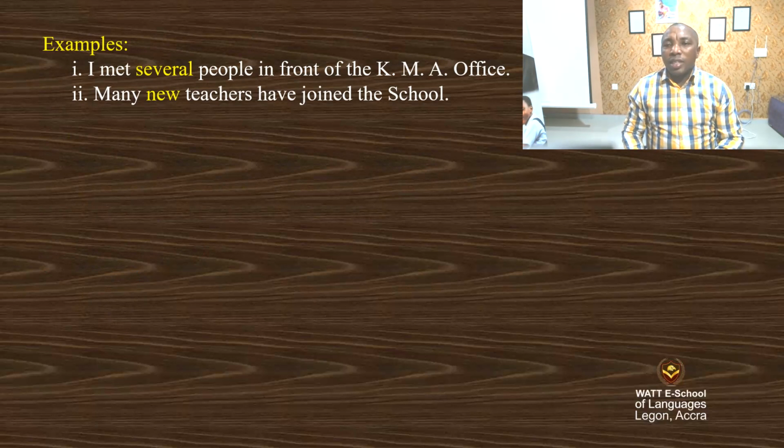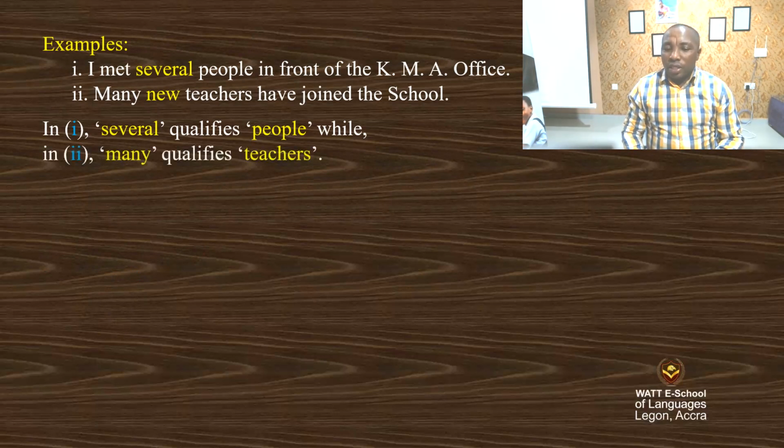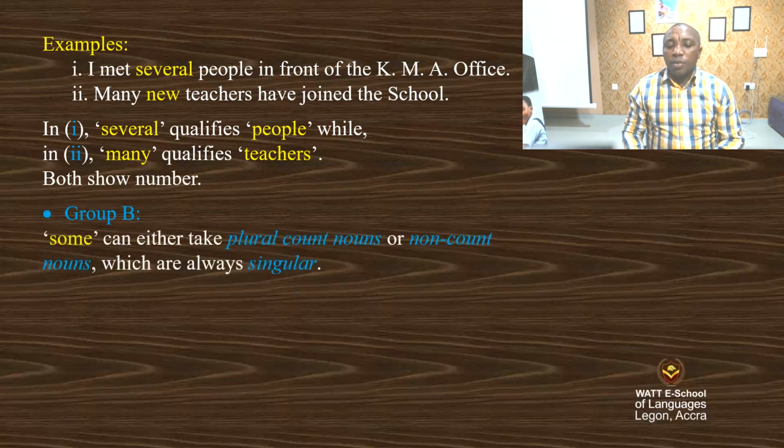Here we have adjectives that have been colored. We are going to describe them. In sentence A, several qualifies people. While in sentence B, many qualifies teachers. Let's have a look at the set in group B. In group B, we have some that can either take plural count noun or non-count nouns, which are always singular. They are also adjectives. So let's have a look at them here.